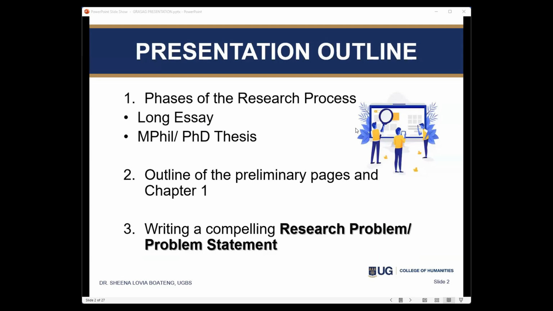If you do not get it right, everything else that you do afterwards tends to be foiled, right? Or tends to be a bit of a challenge or difficult because you didn't get the foundations right in the beginning. So we will look at the outline of the preliminary pages in chapter 1, which has the key ingredients that lay the foundation for the ultimate thesis that you're going to put together. And then finally, we'll talk about writing a compelling research problem or problem statement, right? So these are the 3 things that we will be covering in this session.